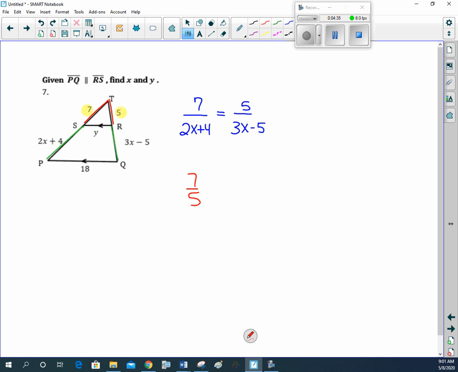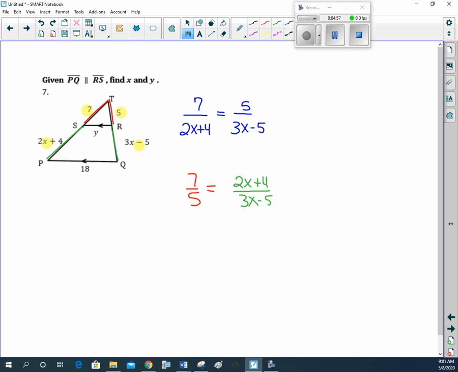7 to 5 equals, and then we'll go. Now, since I started with the 7 on the left, I have to start with that same pattern. So I'm going to go 2x plus 4 goes to 3x minus 5. So 2x plus 4 equals 3x minus 5.